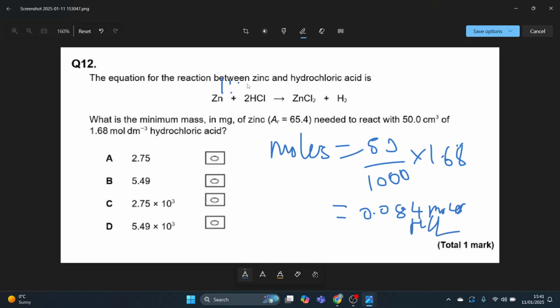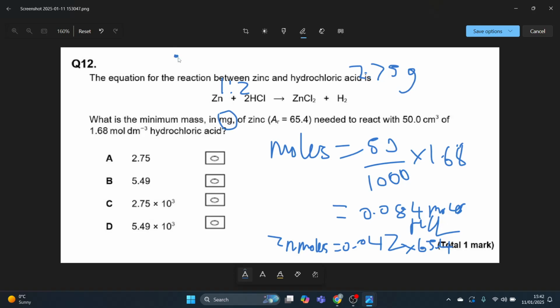But it's a 1 to 2 mole ratio. To find out the moles of zinc, we need to divide that by 2. Therefore, I get zinc moles 0.042. To find the mass, moles is mass over MR. Mass is going to be the moles times by the MR, 65.4. That will give me 2.7468, so 2.75 grams. Mass is in grams.